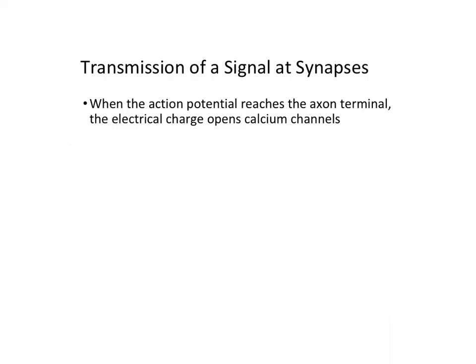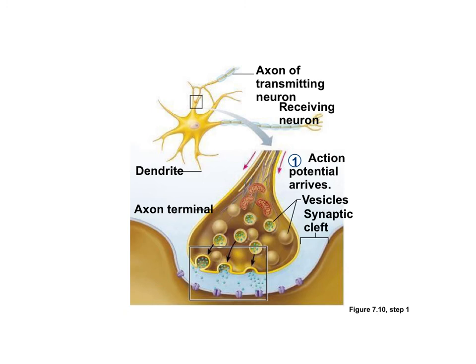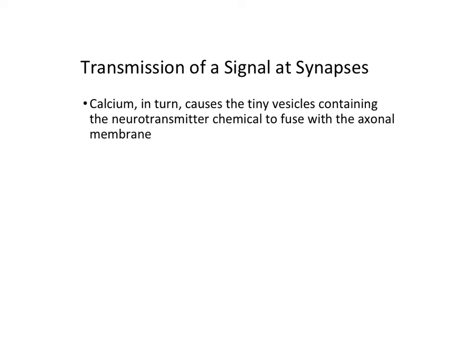Once the nerve impulse reaches a synapse, it can send its message onto a new cell. So when the action potential reaches the axon terminal, the electrical charge opens calcium channels at the terminals. In this diagram, you can see the action potential has arrived at the cell, and it's going to stimulate these vesicles to fuse to the cell membrane. When those vesicles fuse to the cell membrane, that's caused by calcium, and it allows the neurotransmitter that is in those vesicles to eventually be released.